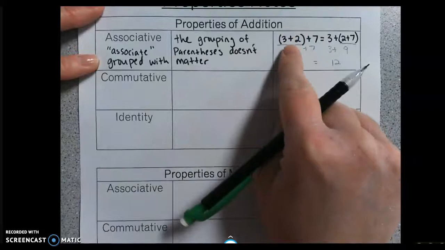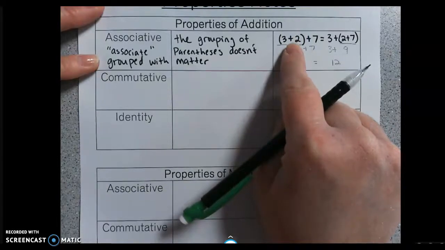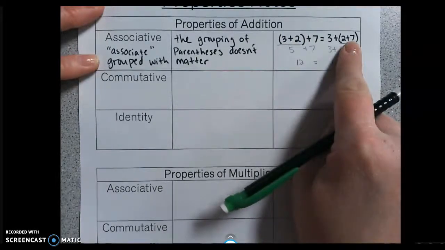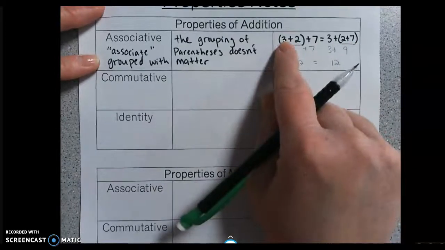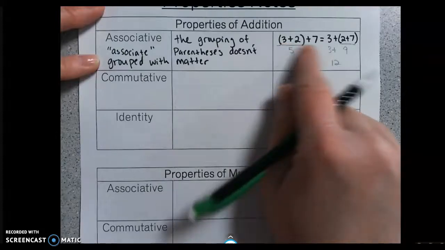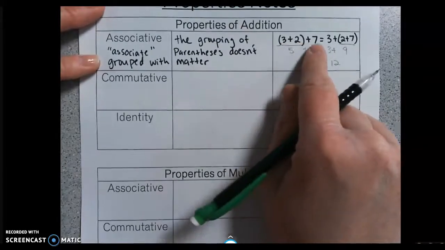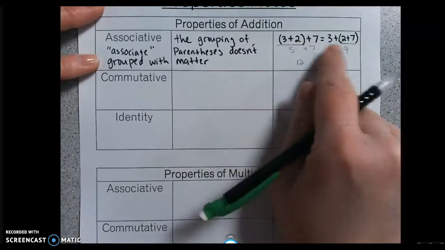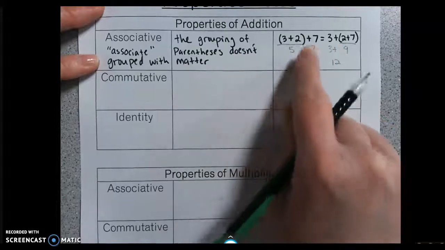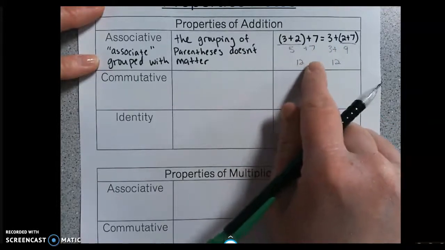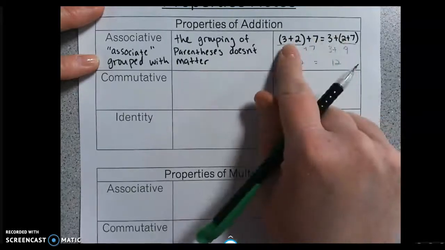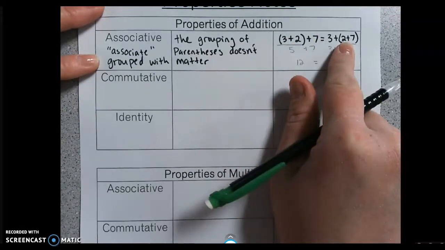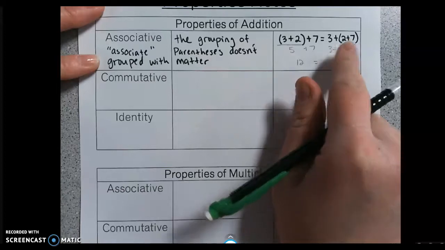Here I have my 3 and my 2 grouped together. Here I have my 2 and my 7 grouped together. But it didn't change the answer. If you look at this, it's still in the same order. I didn't change the order. 3, 2, 7, 3, 2, 7. But what I did do is I changed the way I grouped these. Here I have these two grouped, here I have these two grouped.